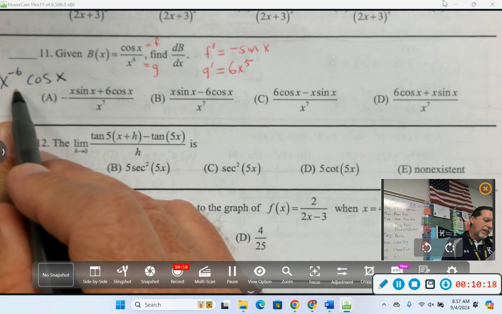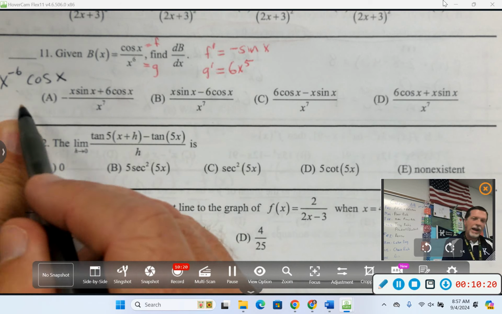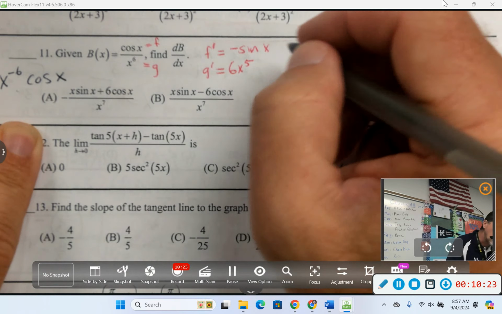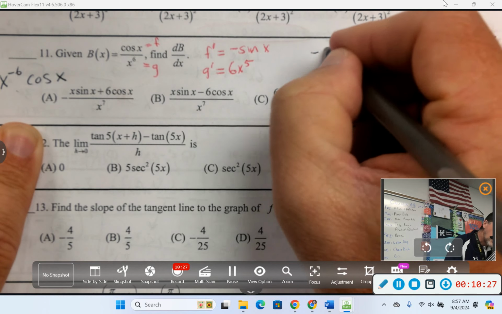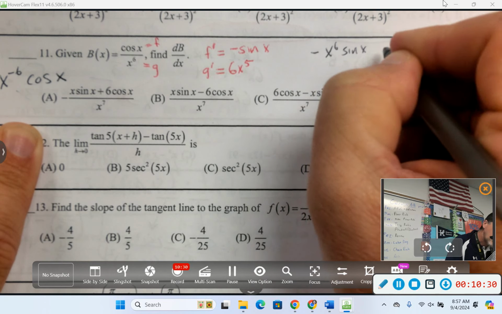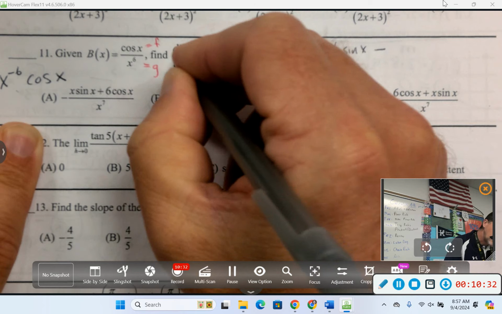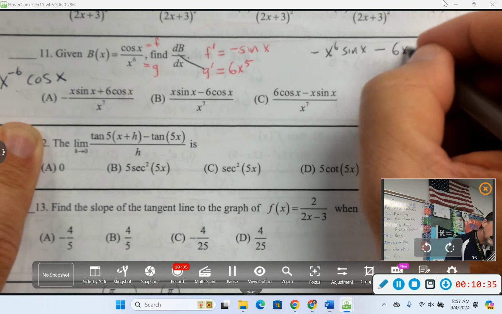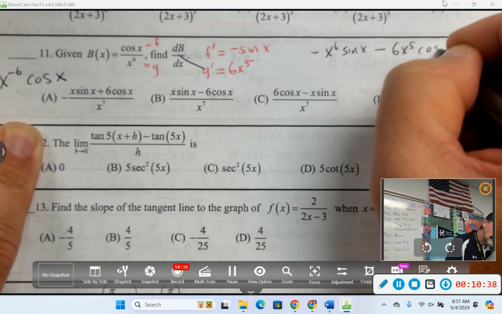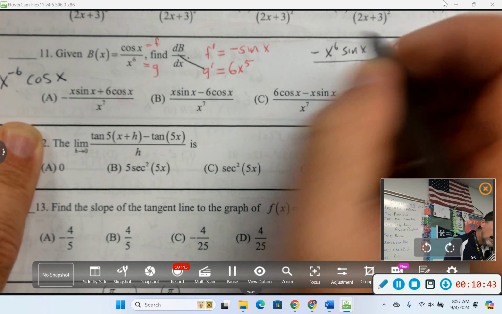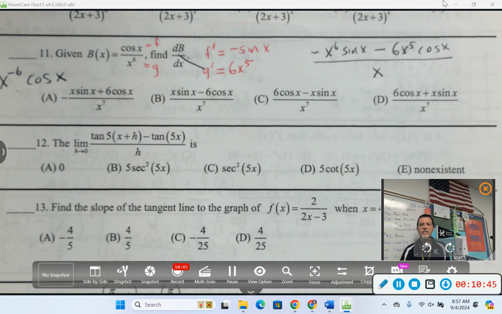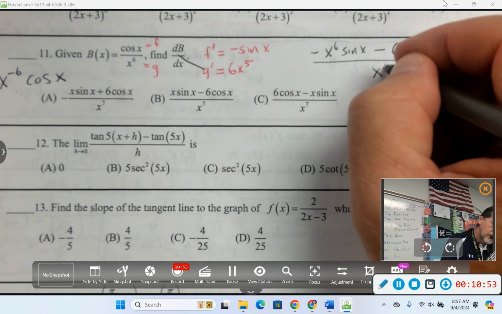You'll end up needing a common denominator, and it might be a little more work algebra-wise to do that. So I'm going to go with the quotient rule. Got to keep the g f prime first. So negative x to the 6 sine of x minus the other way around, 6x to the 5th cosine of x, all over. What happens when I square x to the 6th? x to the 6th squared is x to the 12th.